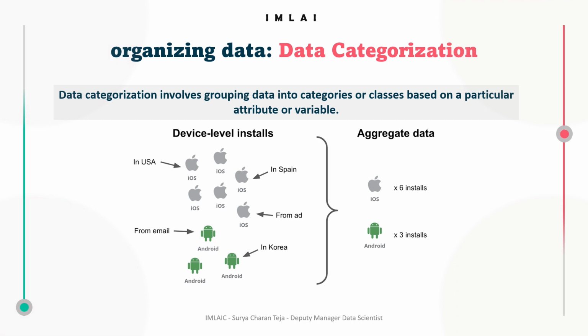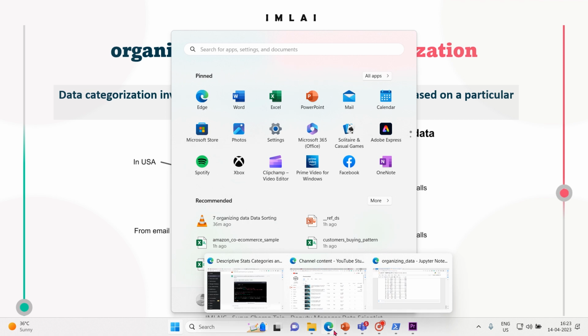It could be sales data, aggregating the sales data based on a region, based on the state, based on the product, based on the country, aggregating the number of products sold based on the region, or the state, or the channel that you have, or based on your outlets. So this is what is called data categorization. Now let's look into some examples in Python.